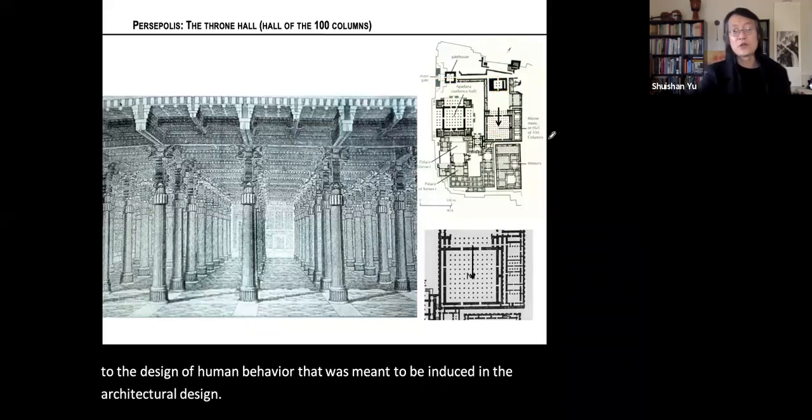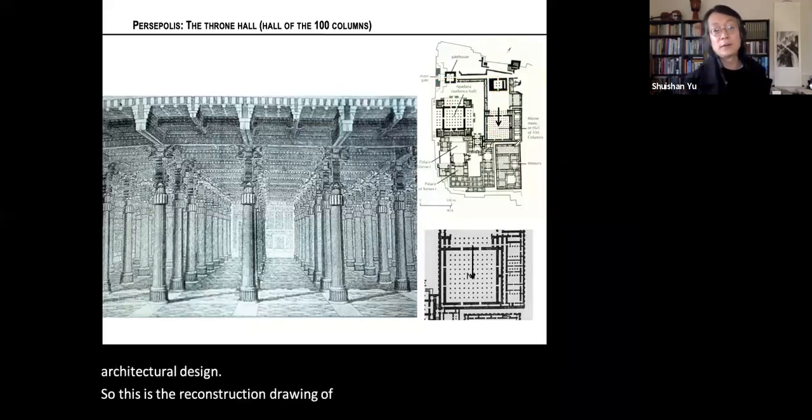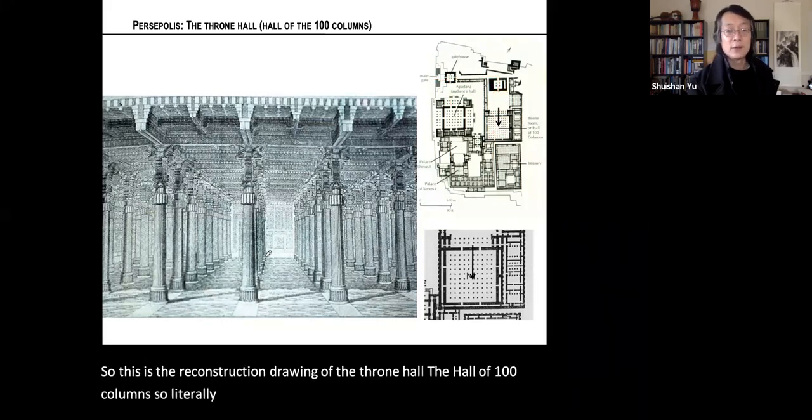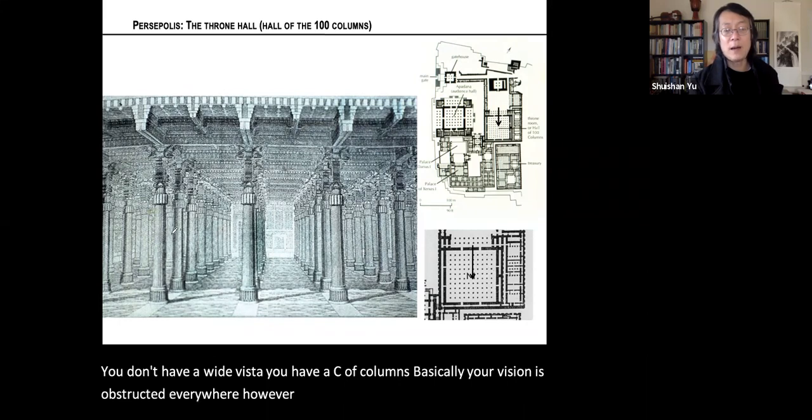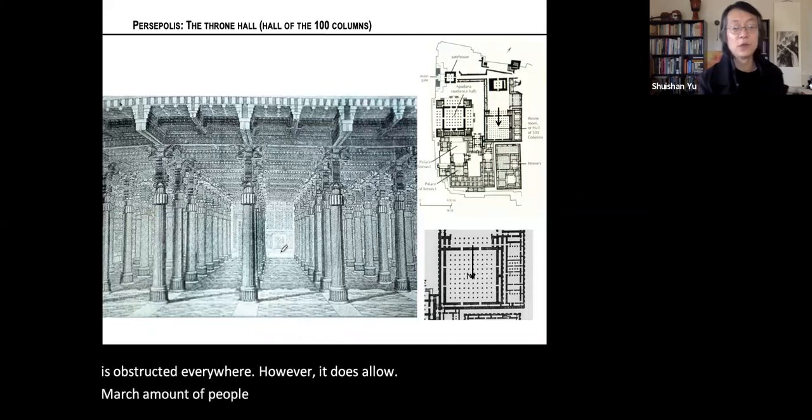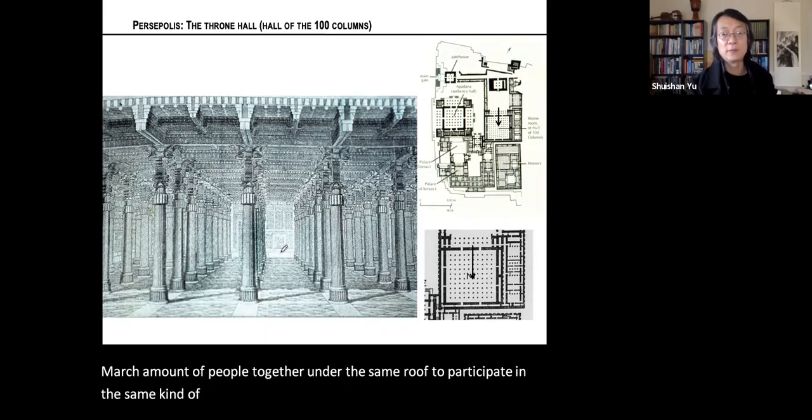So this is a reconstruction drawing of the throne hall, the hall of 100 columns. So literally 100 columns. The vision is not that great. You don't have a wide vista. You have a sea of columns, basically. Your vision is obstructed everywhere. However, it does allow a large number of people to gather under the same roof to participate in the same kind of ritual activity.